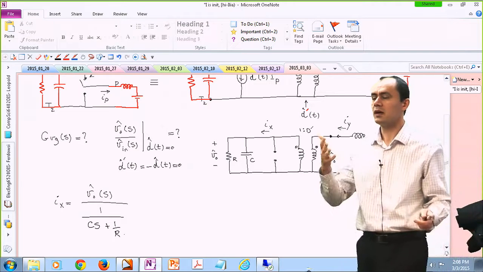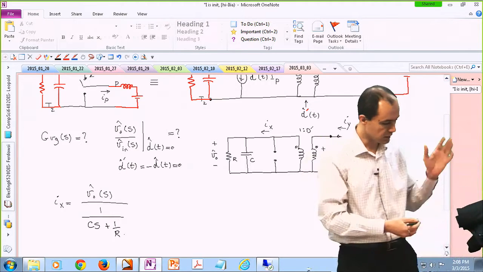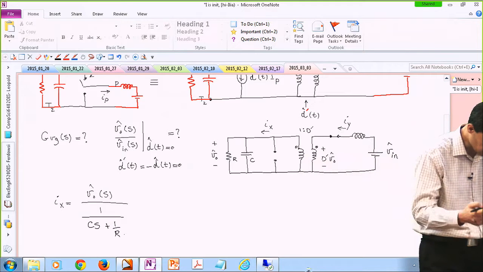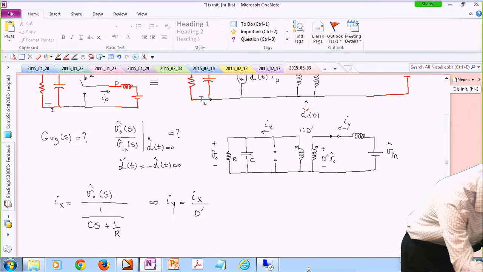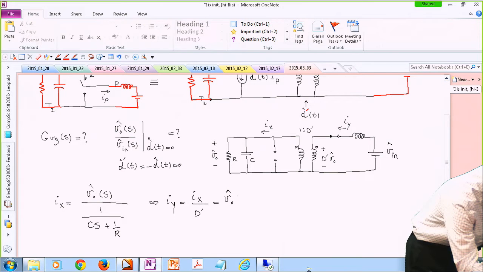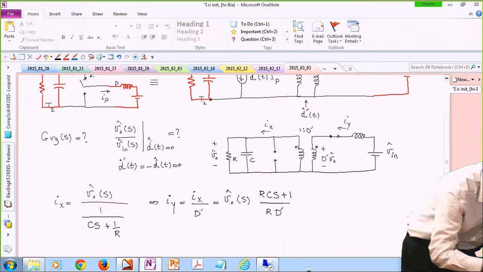assuming that we know what the output voltage is in terms of perturbations, just divided by that impedance, that is the current that is being drawn in that direction, which is labeled as IX, which is, for instance, the primary side current. Therefore, the secondary side current would be the same thing divided by the turns ratio of D prime, which, if you rewrite it, it is going to look like this. Okay, something like this.